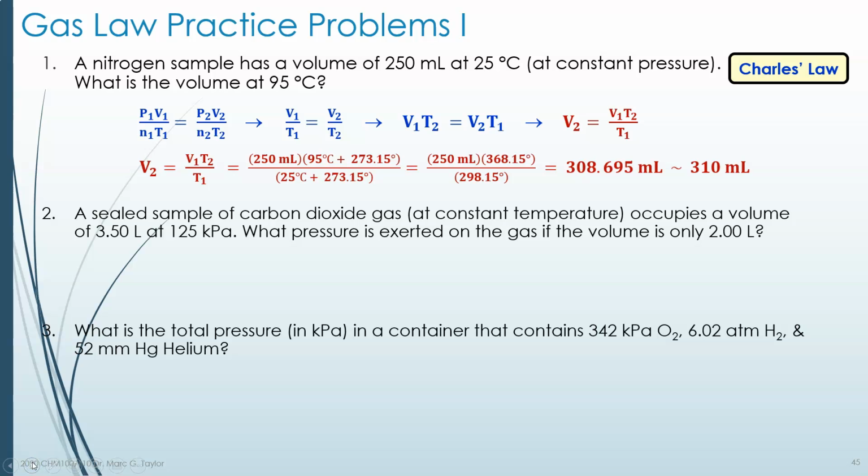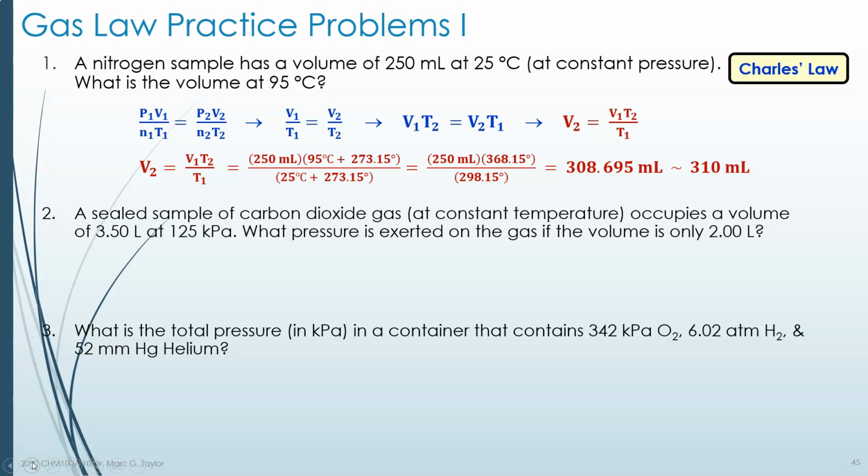We plug in 250 mL, we plug in the corrected temperatures, and those are the initial temperature of 298.15 degrees Kelvin and 368.15 degrees Kelvin. And this gives us 308.695 mL. And we know that we should round this to two significant digits. You look at the original problem, and all three numerical values have only 2 sig figs. So our final answer is 310 mL.